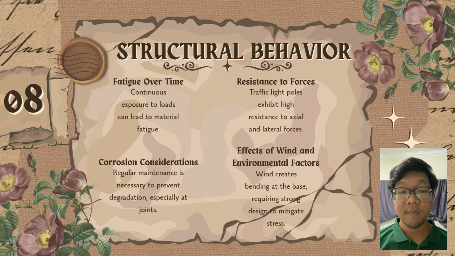Next, wind forces play a critical role. The effect of wind and environmental factors can create bending moments at the base of the pole. This highlights the importance of a robust design to mitigate stresses caused by these forces. Lastly, corrosion considerations must not be overlooked. Regular maintenance is essential to prevent degradation, particularly at joints and areas exposed to moisture.